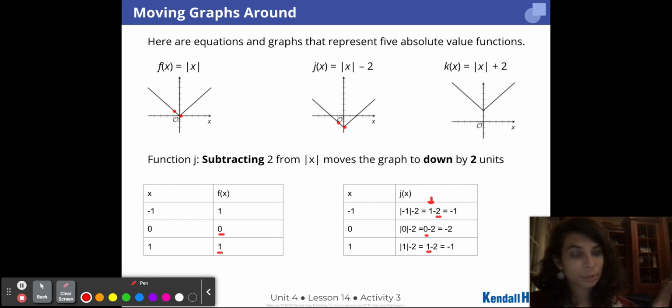What happens when I add 2? What happens to the function k? So I want you to describe and tell me what is happening to the function k.